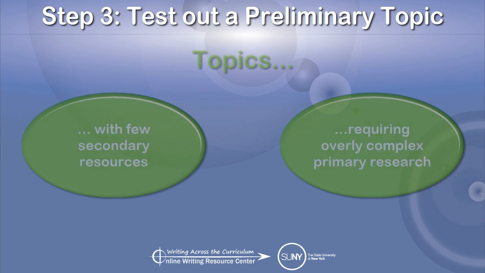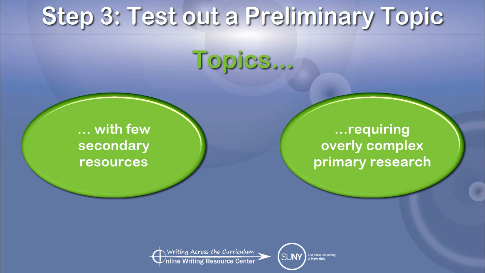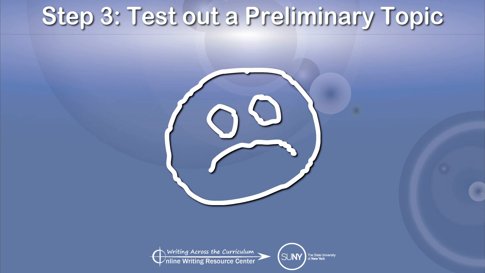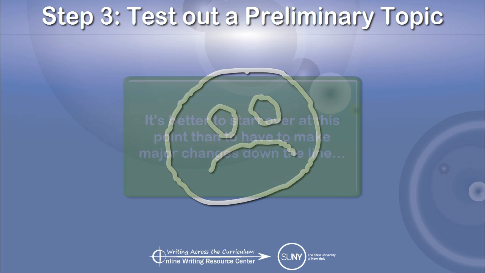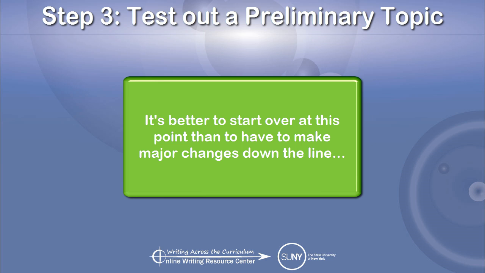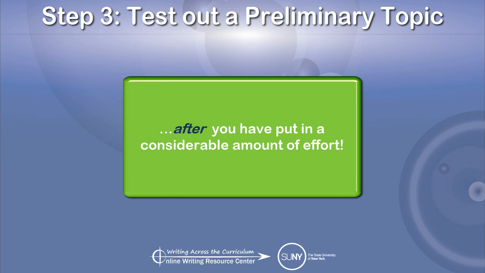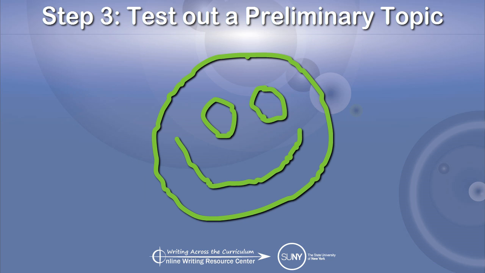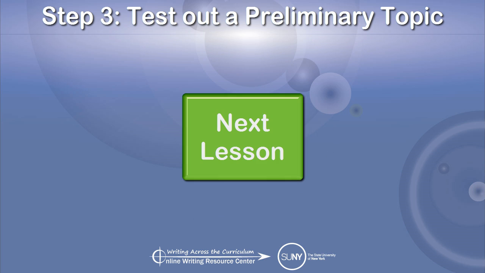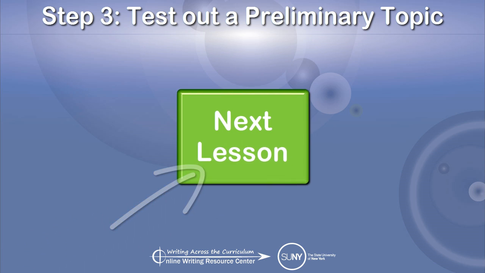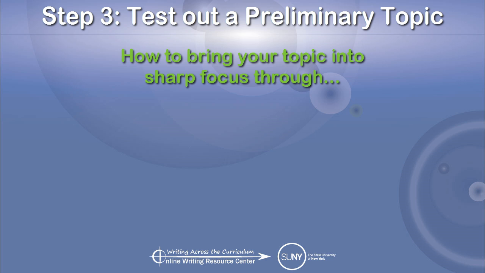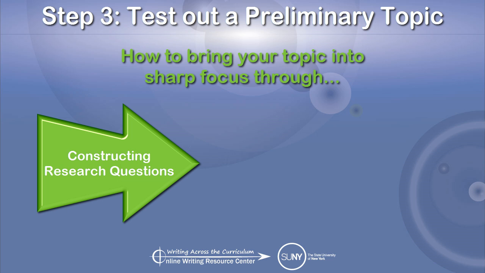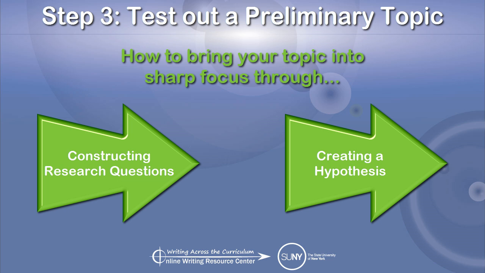Topics that have few secondary resources or that require overly complex primary research may be frustrating or even ultimately impossible to work with. It's better to start over at this point than to have to make major changes down the line after you have put in a considerable amount of effort. Once you do feel you have a topic that you can work with and develop further, please go on to the next lesson, which will discuss how to bring your topic into sharp focus through constructing research questions and creating a hypothesis.